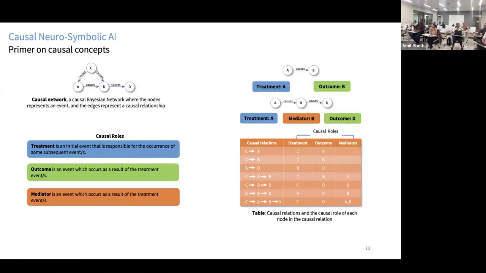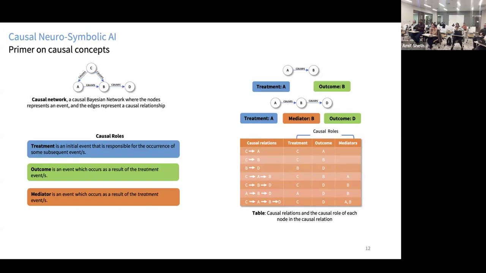So the main thing about causality is we start with a causal network. A causal network is a Bayesian network where the relationship between each node is a causal relationship. So what the Bayesian network on the top is telling me is that C is causing A, which is causing B, which is eventually causing D. And these nodes have certain roles in this relationship. If you see on the right-hand side, in that particular relation where A is causing B, the first node is a treatment node and the last node is the outcome node.